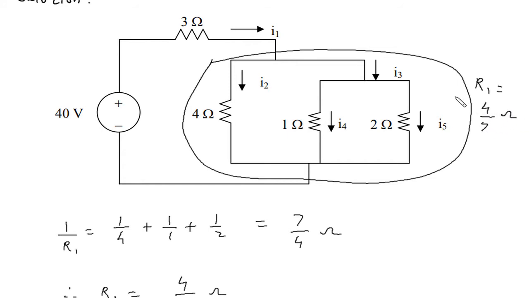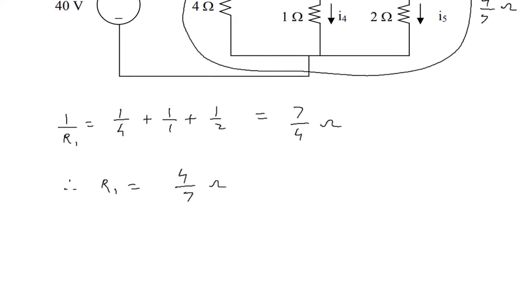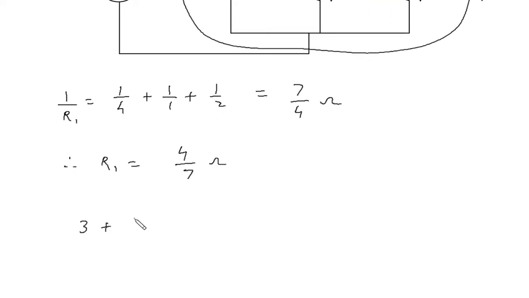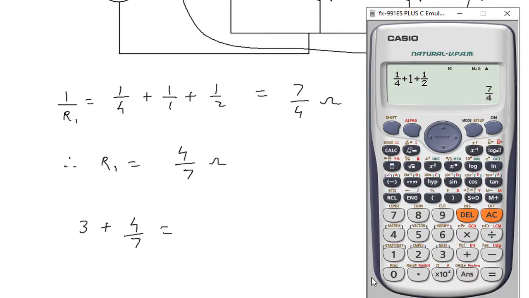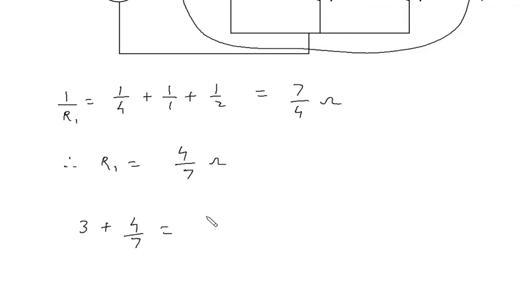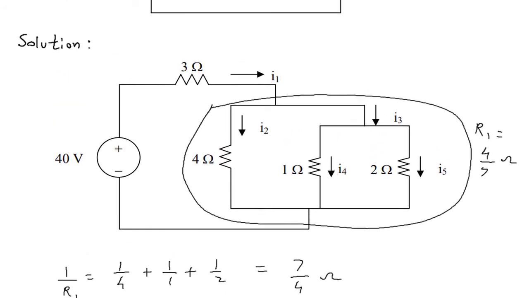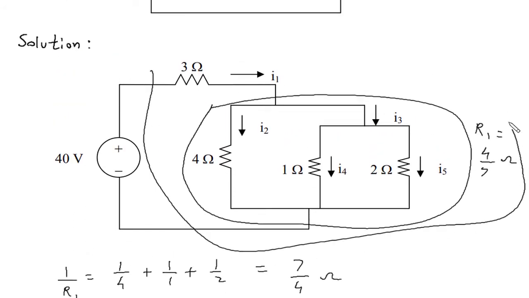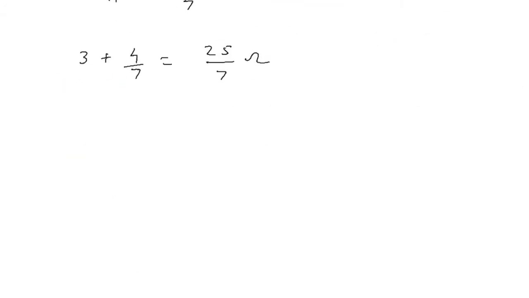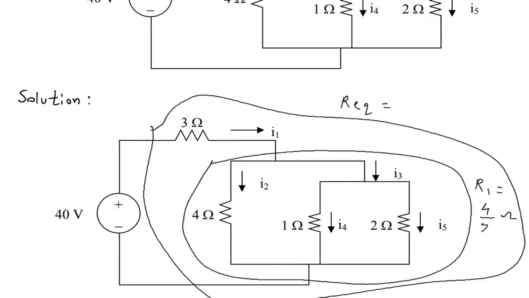This 4 by 7 ohm is in series with 3 ohm. So this will be 3 plus 4 by 7, which is 25 by 7. 25 by 7 ohm is the value of Req.